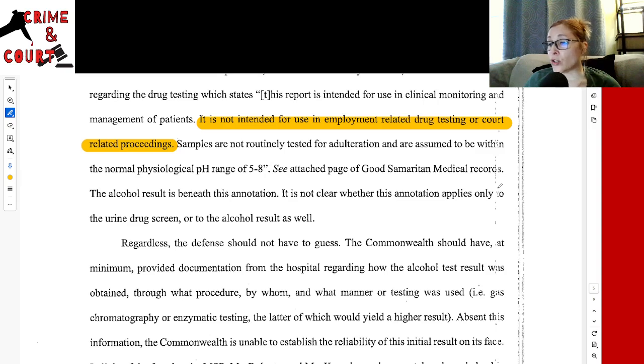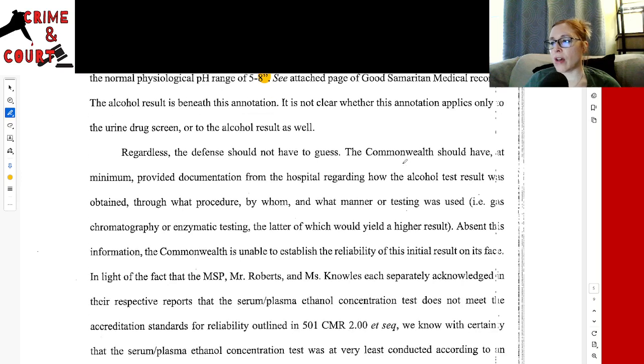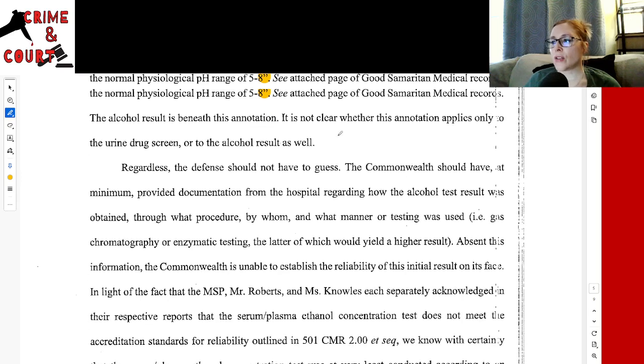It looks like inches to me. We'll say 5 to 8 inches of pH range, but I know that's not right because it's in quotes there. All right, so the alcohol result is beneath this annotation. It is not clear whether this annotation applies only to the urine drug test or to the alcohol result as well.